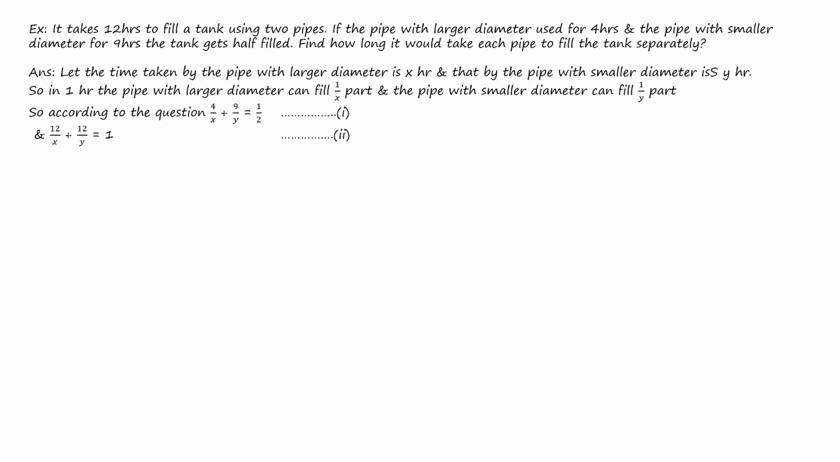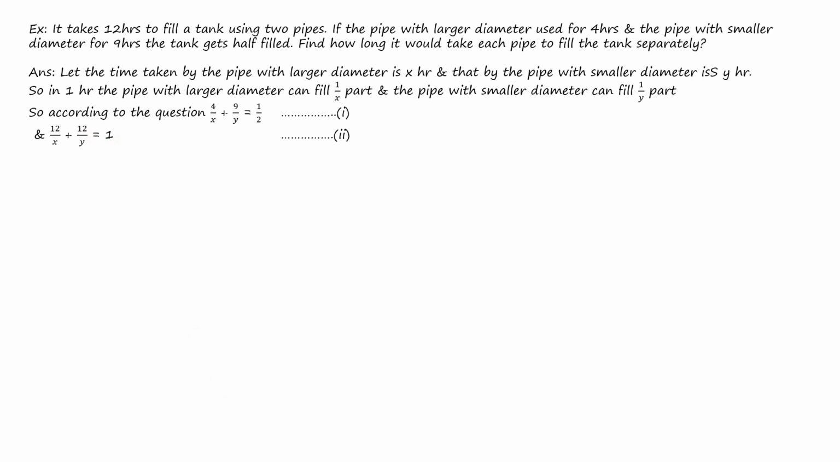And 12 by x plus 12 by y equals 1. This is the second equation. Why is this 12 by x plus 12 by y equals 1? Because in 1 hour the larger pipe can fill 1 by x part, so in 12 hours it can fill 12 by x part, and the smaller pipe can fill 1 by y part in 1 hour, or 12 by y part in 12 hours. But it takes 12 hours to fill the tank using 2 pipes. So it is 12 by x plus 12 by y equals 12 by 12, which equals 1.